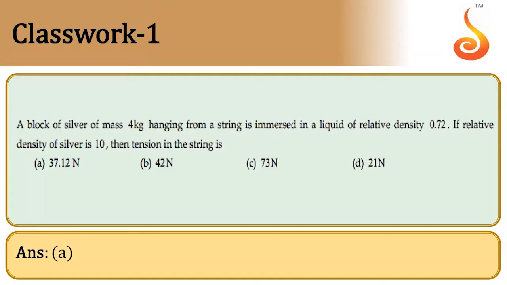So today we start the problems. A block of silver of mass 4 kg, hanging from a string, is immersed in a liquid of relative density 0.72. If the relative density of silver is 10, then the tension in the string is?